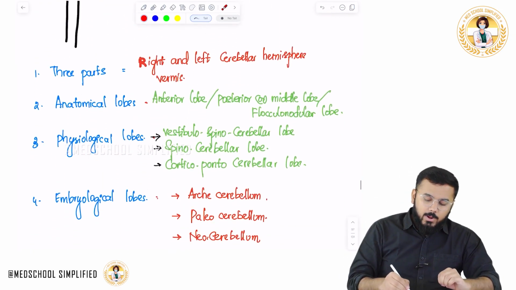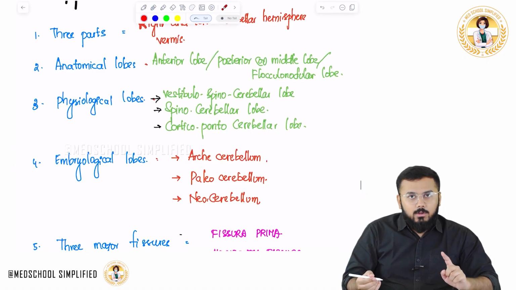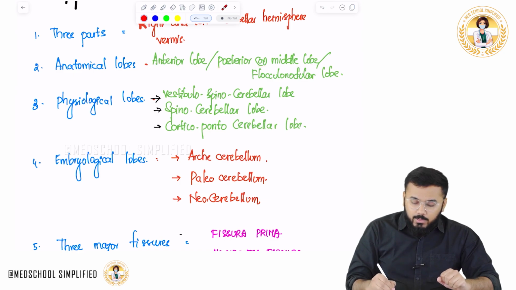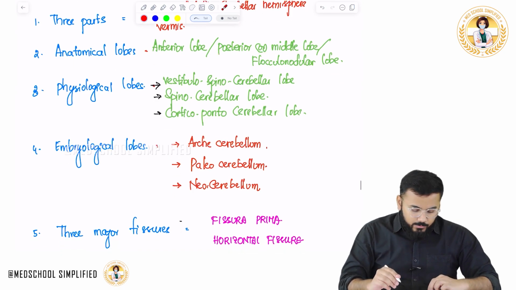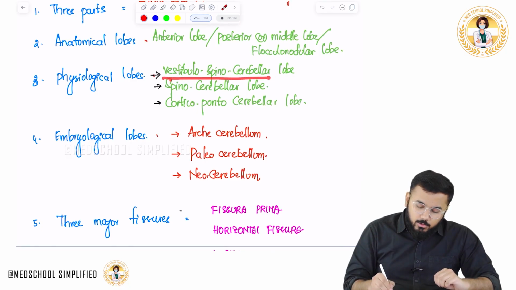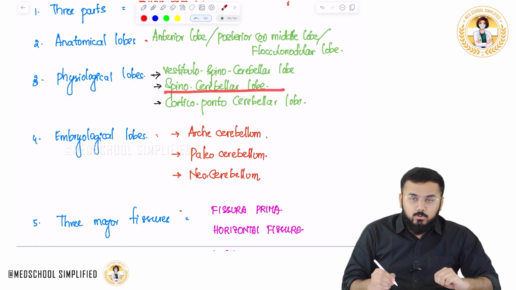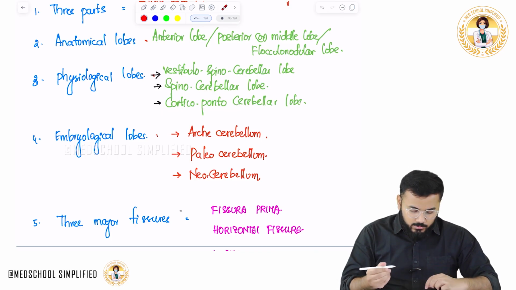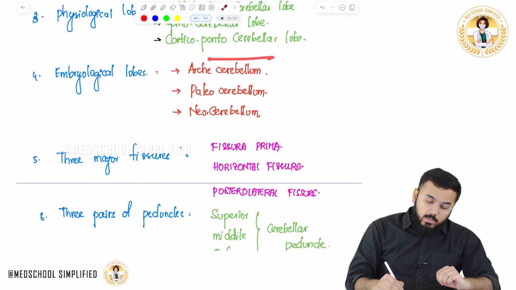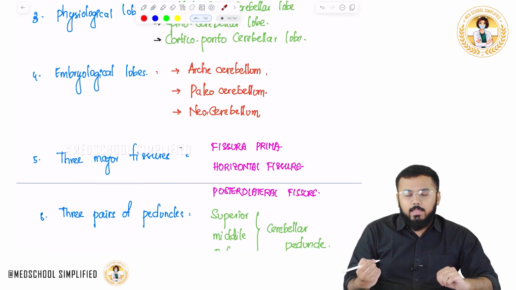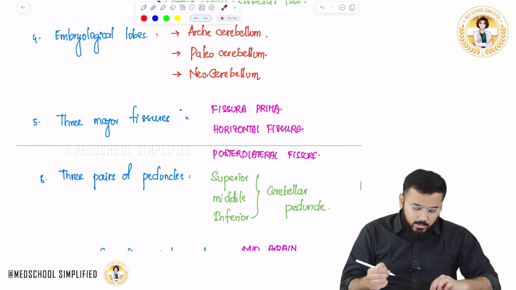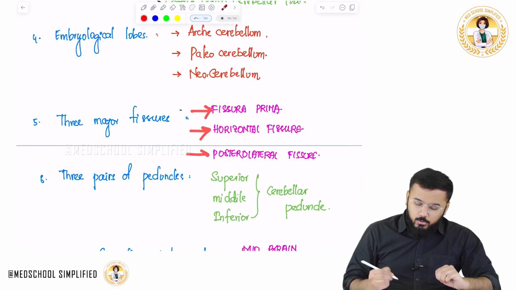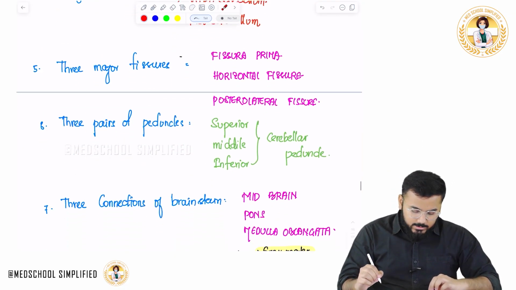Right. Next, what are the three parts? This thing we have already discussed. Anatomical lobes are 3. One is the anterior lobe, the posterior or middle lobe, and the third is the flocculonodular lobe. Physiological lobes are 3. Vestibulospinocerebellar lobe, spinocerebellar lobe, and corticopontocerebellar lobe. So these are the 3 physiological lobes. Coming to embryological lobes, archicerebellum, paleocerebellum, and neocerebellum. Okay. 3 major fissures: fissura prima, horizontal fissure, posterolateral fissure. These are the 3 important things.